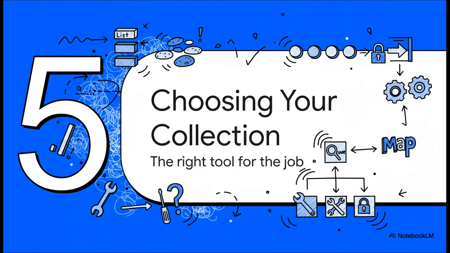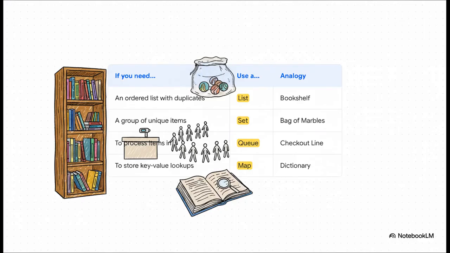Okay, we've covered the 4 major types of collections. Now for the most important part. Let's put it all together so you can confidently pick the right tool for any job that comes your way. So let's bring it all home with this simple guide. Just think back to our analogies. When you need a simple, ordered sequence that can have duplicates, you grab a list. That's your dynamic bookshelf. When uniqueness is the most important thing, you need a set, your bag of one-of-a-kind marbles.